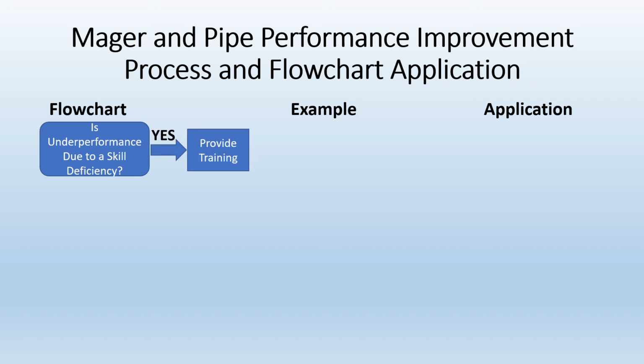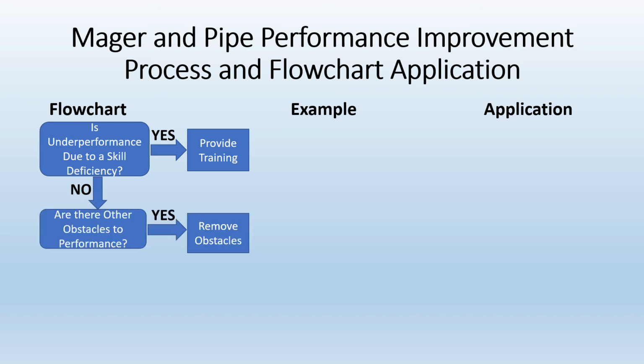The next question, is underperformance due to a skill deficiency? If so, this is where training comes in. You provide the training. And if not, then consider if there are other obstacles to performance. If so, then remove those obstacles. And if not, then move on to develop solutions.